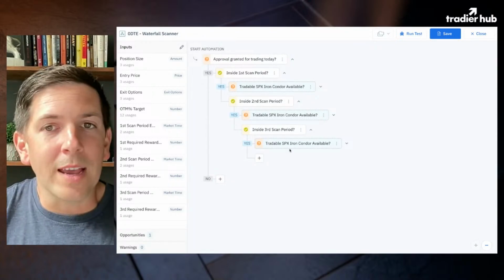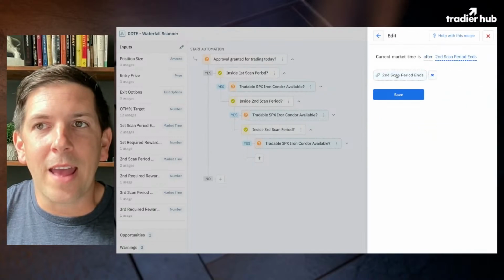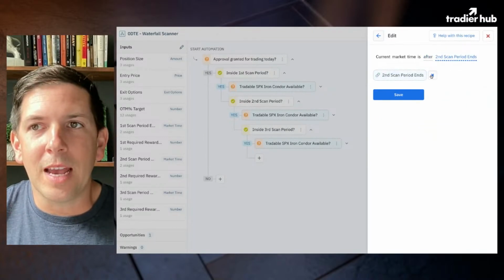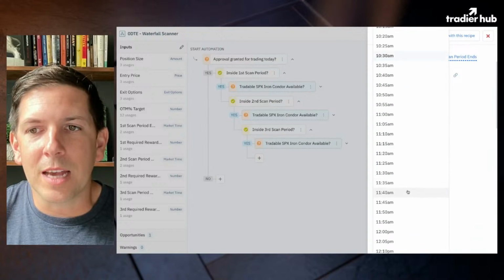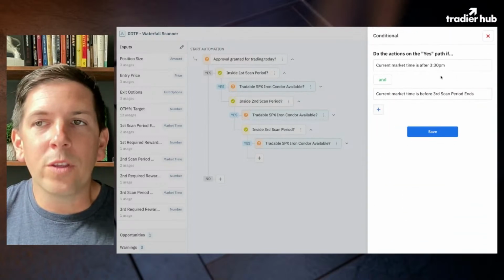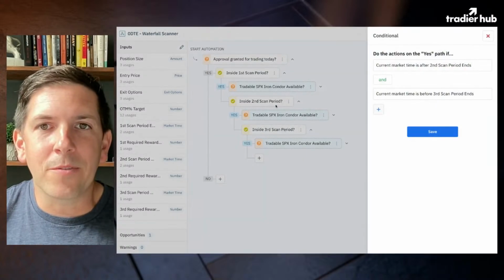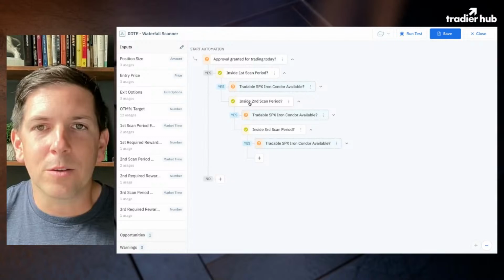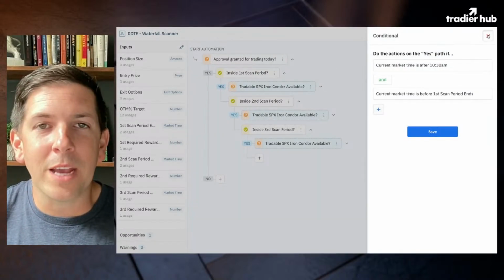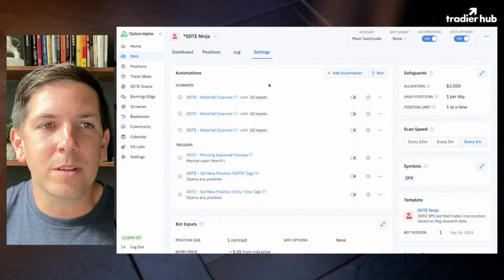You don't have to do it like that. You can obviously go in here and you can say market time is after X time during the day, right? So you can go in here and market time is after, say, 3:30 in the afternoon, and it would only run if it was after 3:30 in the afternoon. But that's a little bit different if you wanted to manage your bots a little bit different. Again, I like to do the waterfall because I'm still willing to make trades during the day. It's just that I want to make sure I'm collecting enough premium to do so.